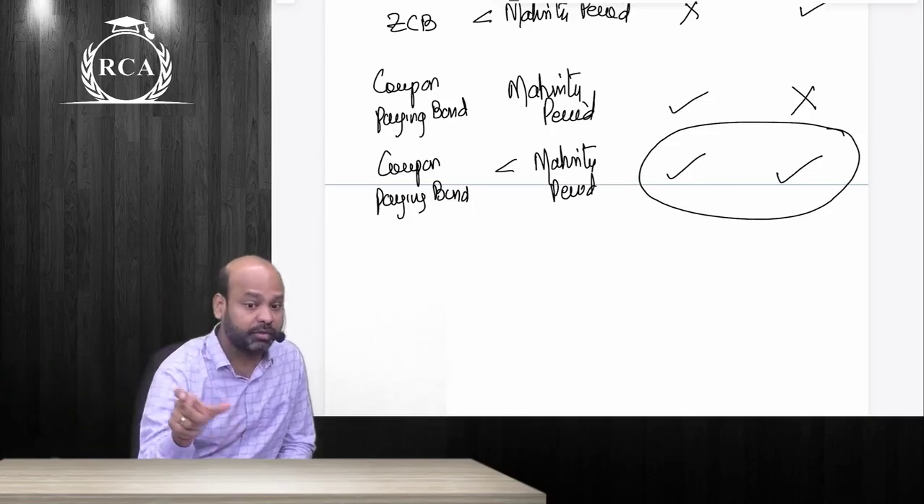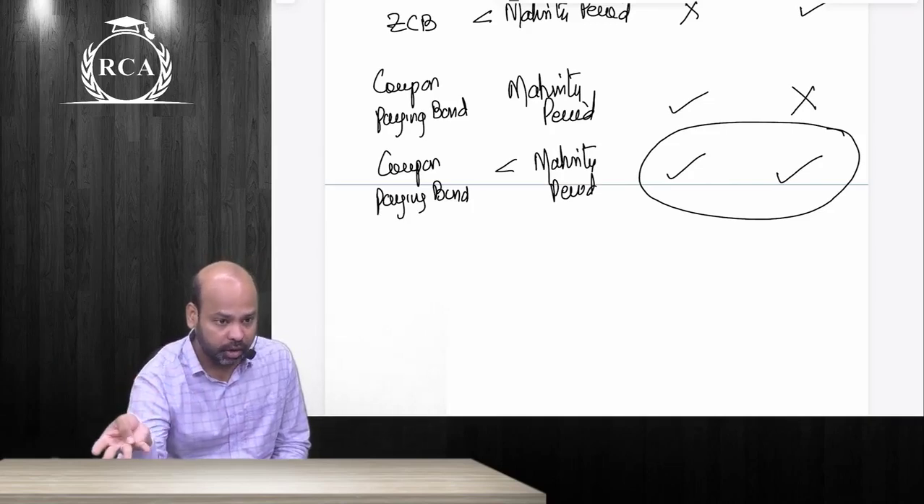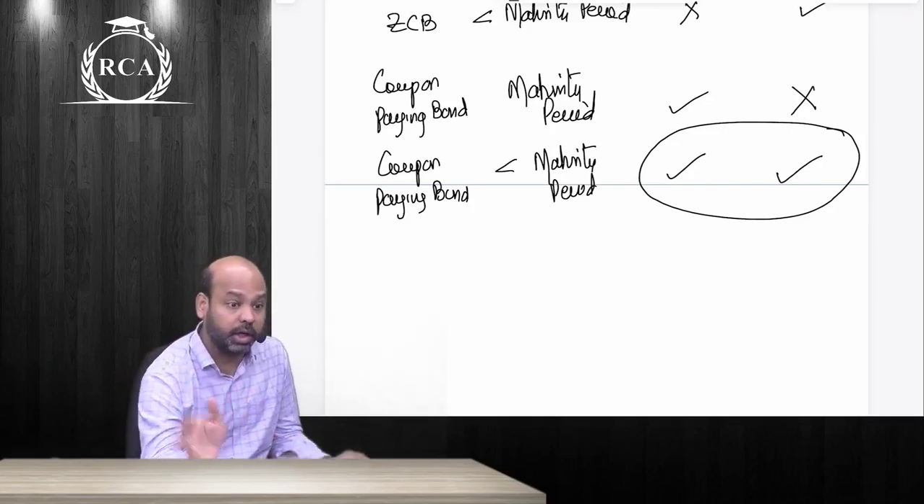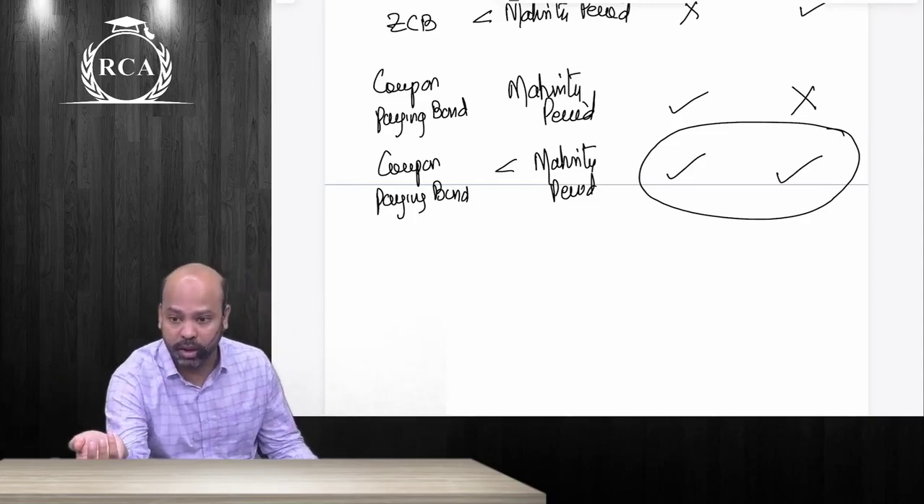Imagine that you have surplus funds for 5 years. You should find a zero coupon bond that is exactly maturing at the end of the 5th year. If you are able to do that, well and good. Kaam khatam. You do not have to worry about price risk. You do not have to worry about reinvestment risk.